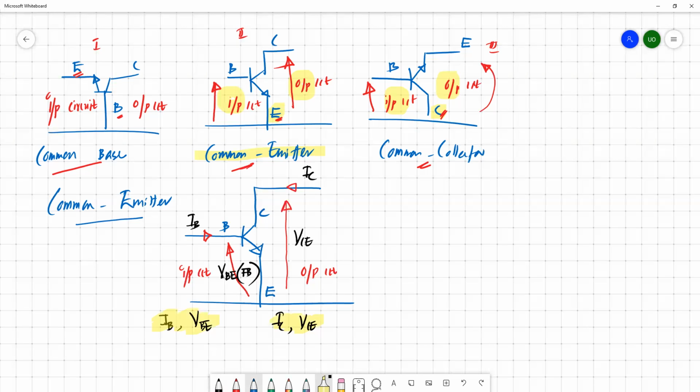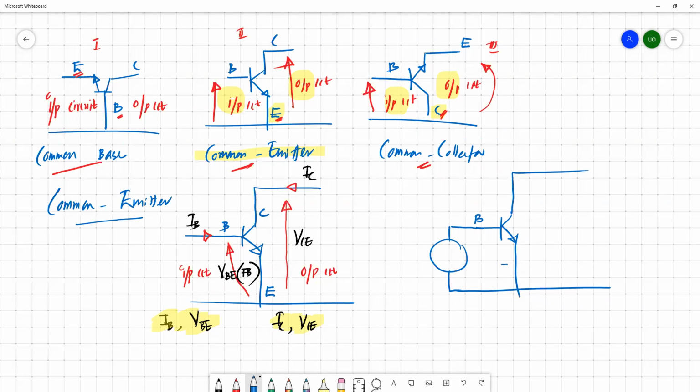Then we'll see how we can power the transistor. This is already discussed, but for this particular configuration, how we can manage it. This is the base, this is the emitter, this is the collector. You can connect two sources for the input side. This is your input circuit and this is your output circuit. You can connect two sources to the input and output to make the base emitter junction forward biased and the base collector junction reverse biased.